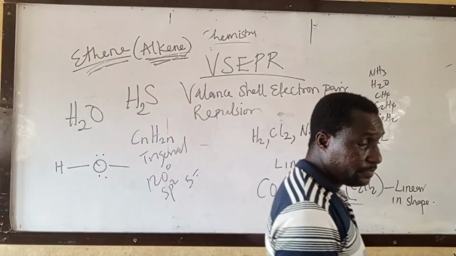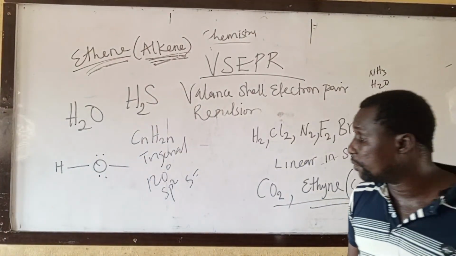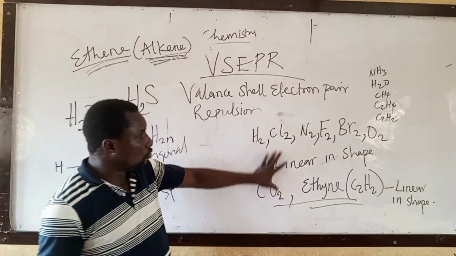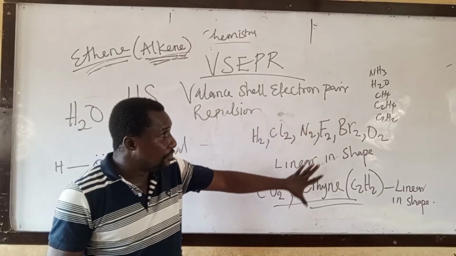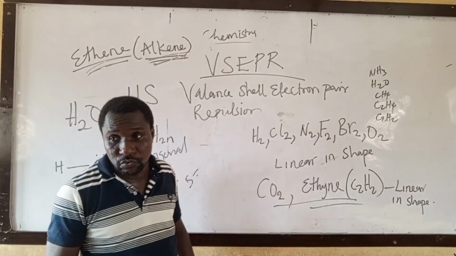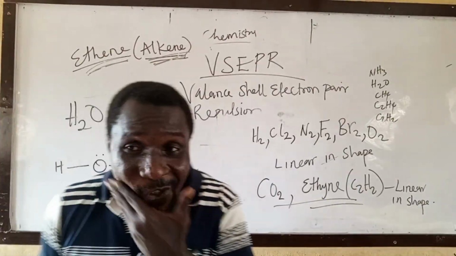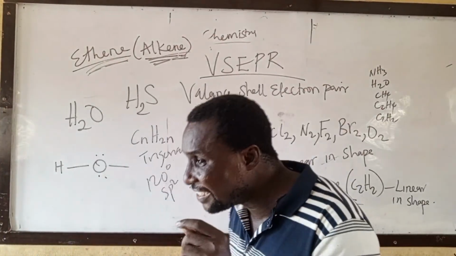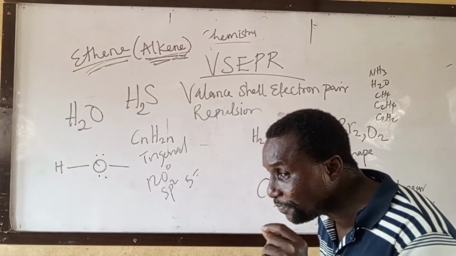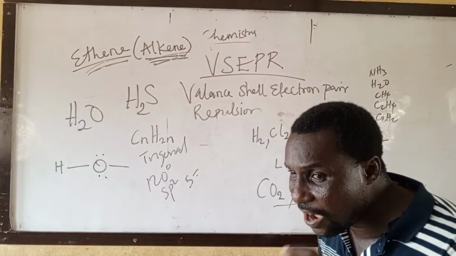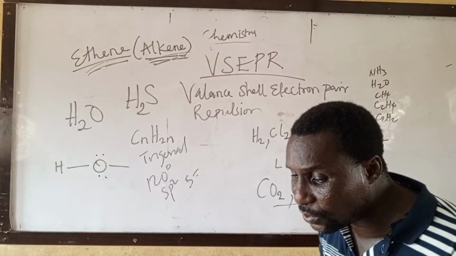I will explain better. Linear in shape. This is what Jam wants you to know, or this one I've given you. Linear in shape. And take note, class. Now the bond angle, which will be the last one for today.